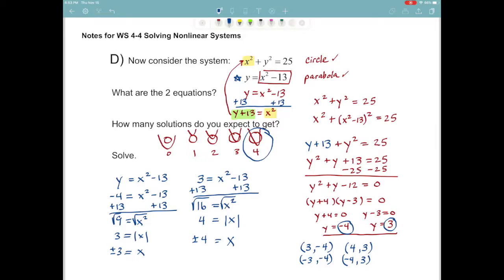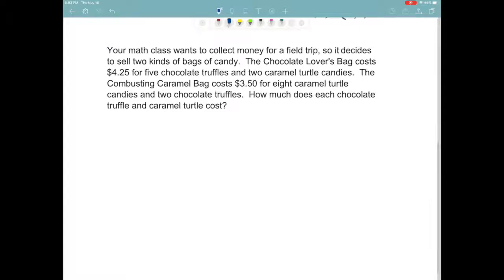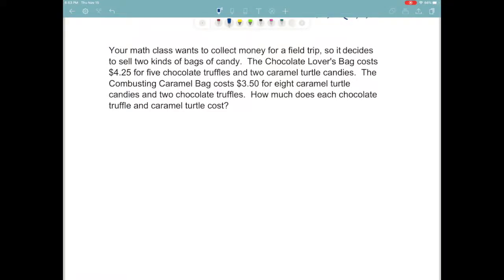All right, I think we're going to bring this one to a close here. I know there's one more problem for you to do. This is just a linear system of equations that I'm going to allow you to work on and see if you can solve it.